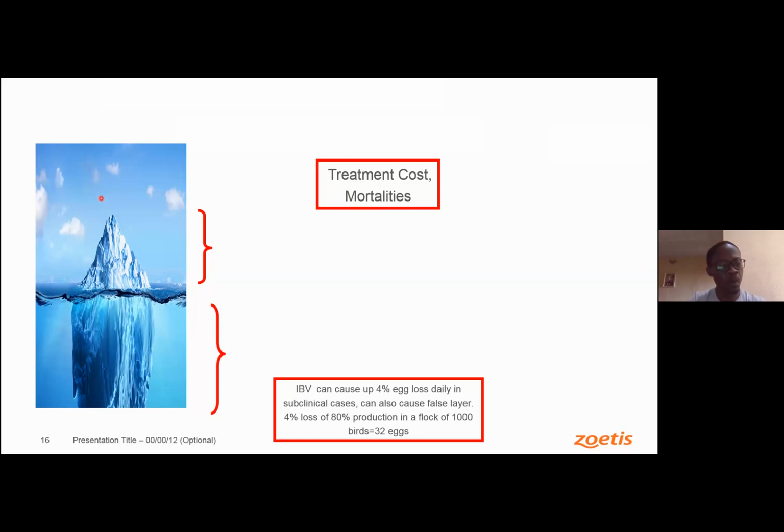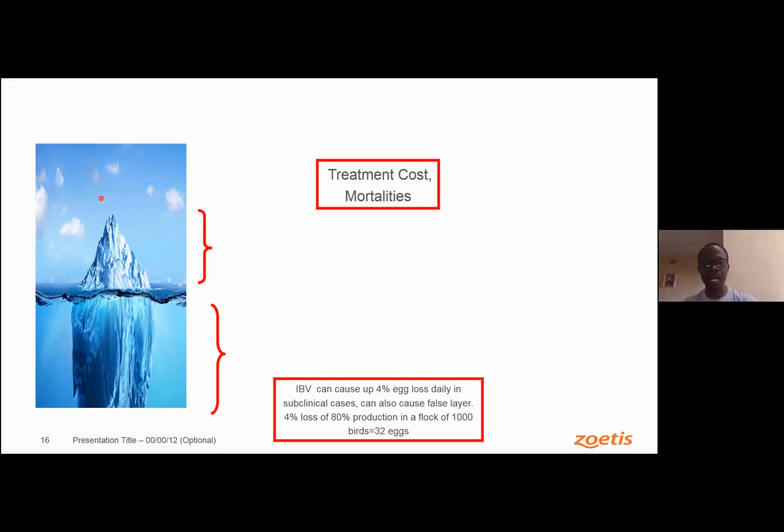So the losses are much more than what farmers will see, and as veterinarians, I think it's our responsibility to educate the farmers on the true picture of the loss. Now, this is very important because if you introduce a prevention program to a farmer, it always looks more expensive than following up with treatment later in the future to treat symptomatically.